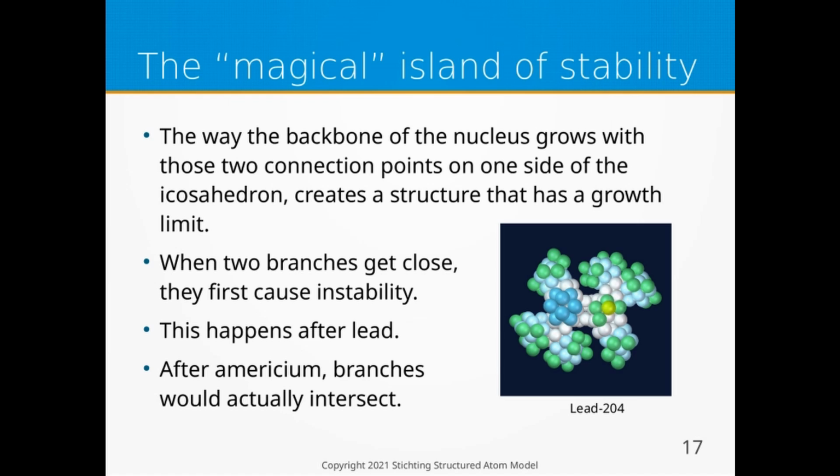The nucleus also has a growth limit for the same reason, where branches would actually start to intersect or overlap physically. That happens after americium. It also means there is, based on the model, no upcoming island of stability.